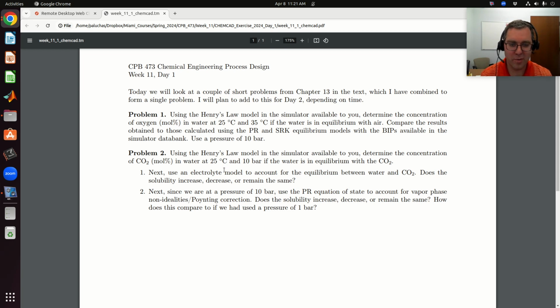If we were to decrease the pressure, you'd expect the solubility to decrease as well. So play around with this. It's kind of fun just using a flash drum to determine gas solubilities and to get an idea for what those values might be at equilibrium.